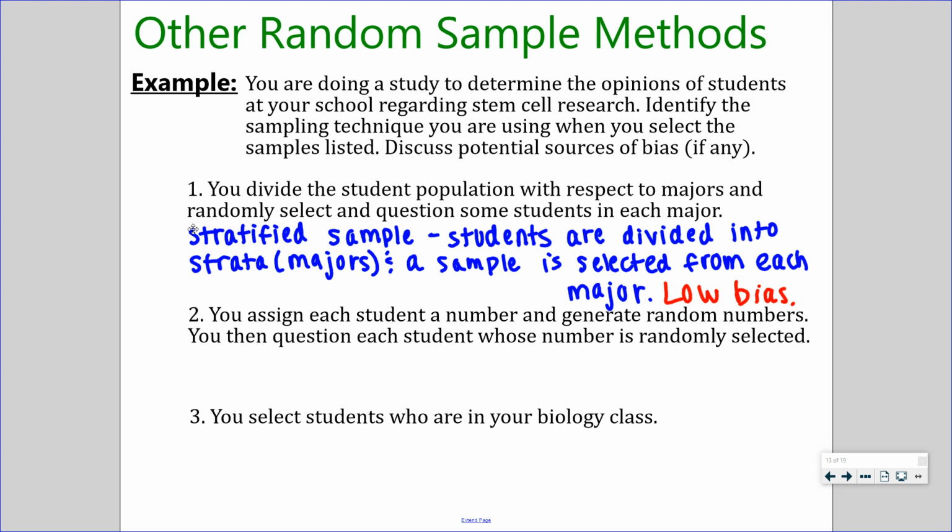All right, number 2 says, you assign each student a number and generate random numbers. You then question each student whose number is randomly selected. What do you think for that one? Nope. Systematic would be if I did the first student and then every 10th student is part of my sample. It can be more than just these 3. Simple random sampling. SRS.